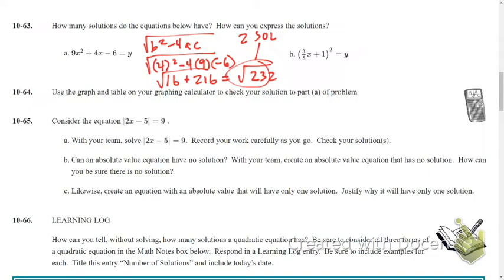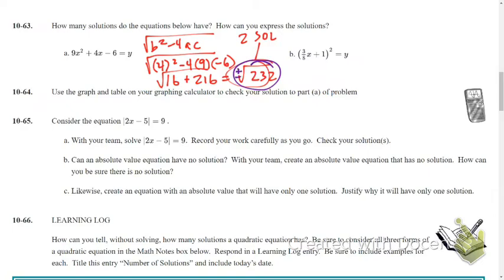Okay, so for problem A, since it's in standard form already, I just put in the discriminant and I solved and I got a positive 232. So if I got the square root of that, I know I'm going to have a plus version, a positive version, and a negative version, therefore it's 2 solutions.